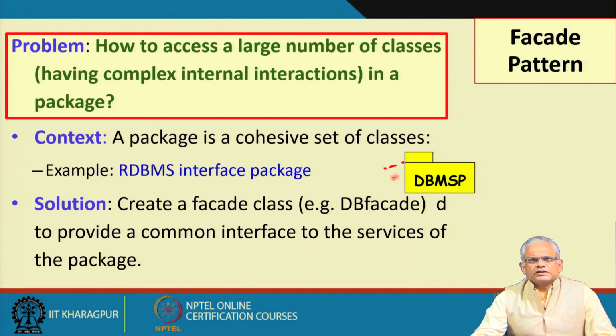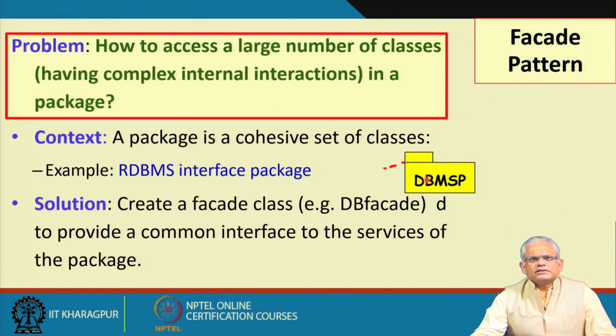For example, for this package we might create a DB Facade class to provide the interface for the service of the class. In other words, the external classes will not interact directly with the classes that are present in the service package, but they will interact only with a Facade class. And the Facade class in turn will understand the service requirement and will coordinate the activities or the services to be given and then provide the service.